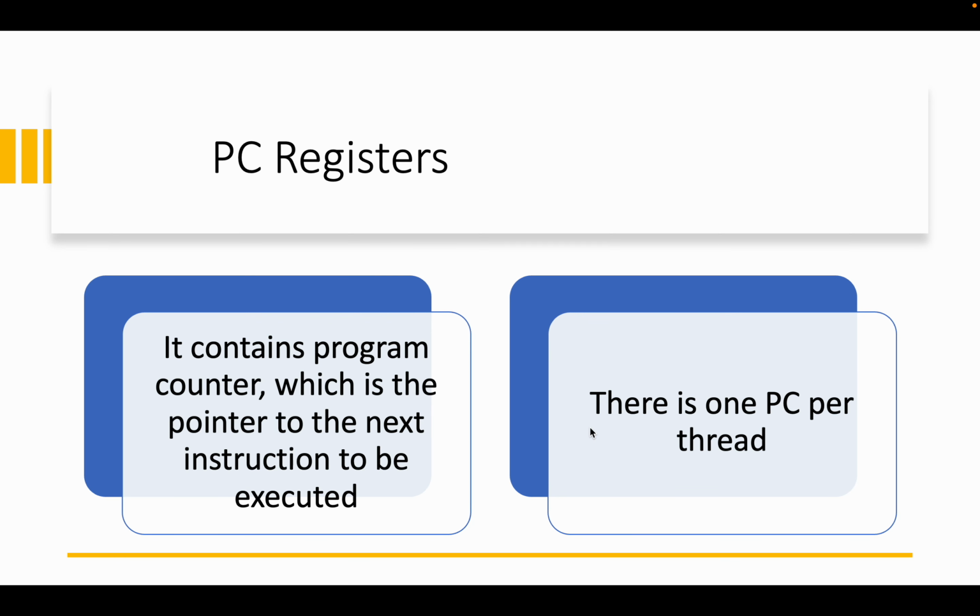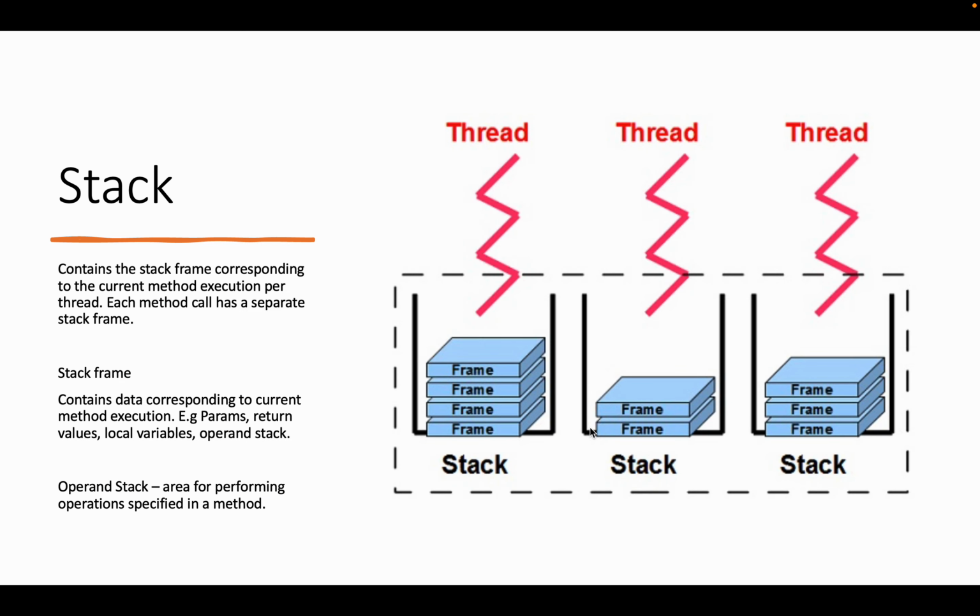Then we also have what we call PC registers. This actually contains the program counter, which is the pointer to the next instruction to be executed. And there is one PC per thread.